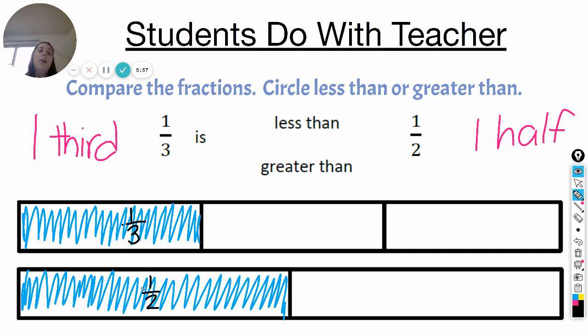I want you to think in your head, is 1/3, this piece on top, smaller than or bigger than 1/2? Think of that answer in your head. Then I want you to do a thumbs down if you think it is less than or smaller, and a thumbs up if you think the 1/3 is bigger or greater than.